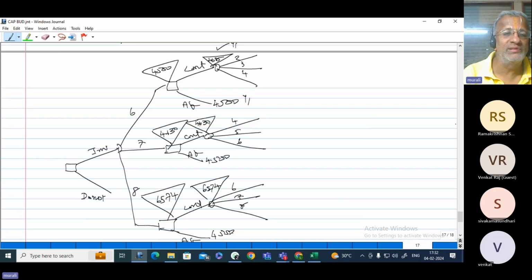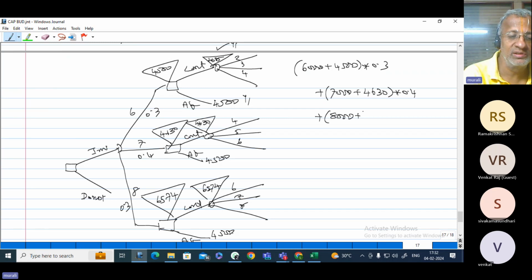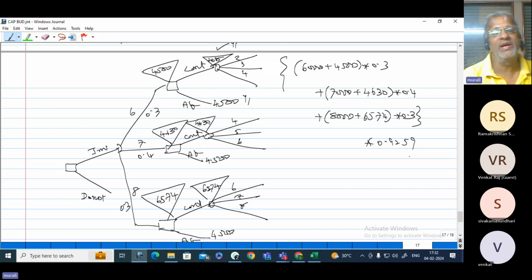Now the matter becomes the same way. What is it that we should do here? So it is 6,000 plus 4,500 multiplied by 0.3, plus 7,000 plus 4,630 into 0.4, plus 8,000 plus 6,574 into 0.3, the whole multiplied by 0.9259. Correct. Please use a calculator and get me the numbers, all of you.